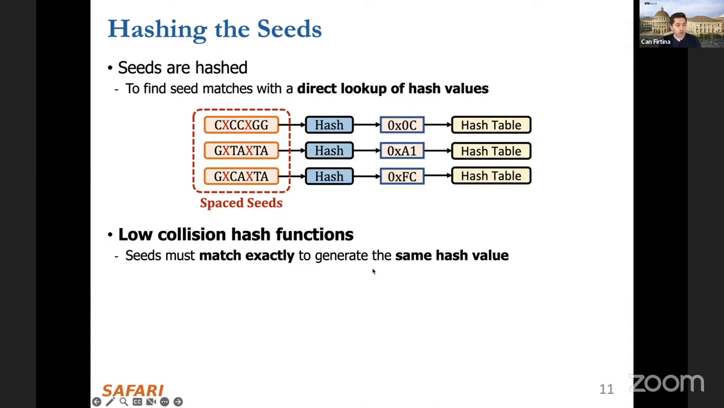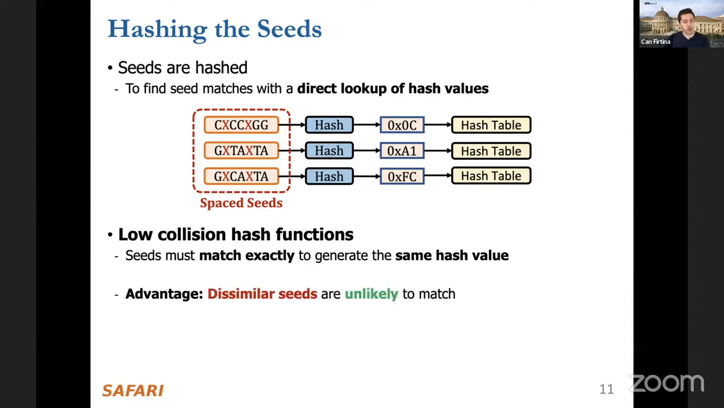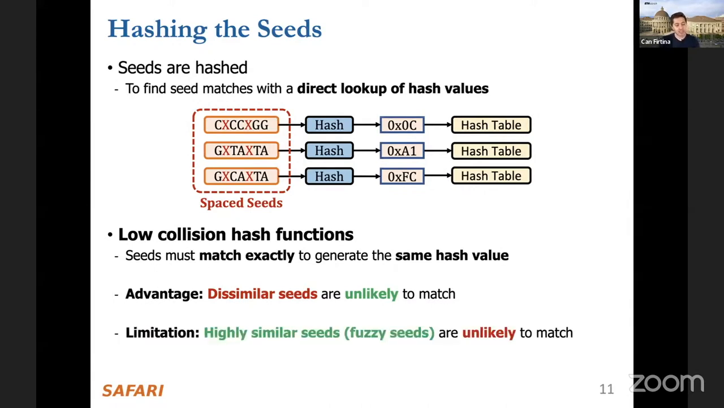And of course, using low collision hash functions is advantageous because it makes it unlikely to match dissimilar seeds, because we would be assigning different hash values to these dissimilar seeds. But there is also one particular limitation of using low collision hash functions: highly similar seeds, or what we call fuzzy seeds in this work, are also unlikely to match.